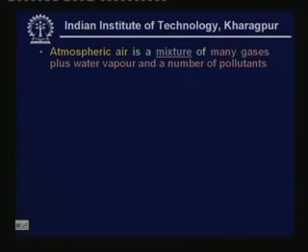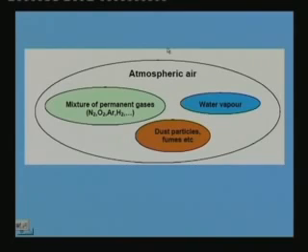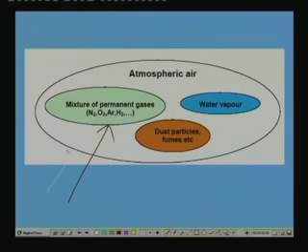So, first of all, let us look at atmospheric air. What is atmospheric air? Atmospheric air, as you know, is a mixture of many gases plus water vapor and a number of pollutants. That means you have a mixture of permanent gases, like nitrogen, oxygen, argon, hydrogen, etc. It is said that there are about 15 gases. And you also have water vapor, and you also have dust particles, dirt particles, fumes, vapors, etc. So, all this taken together is what we call atmospheric air.